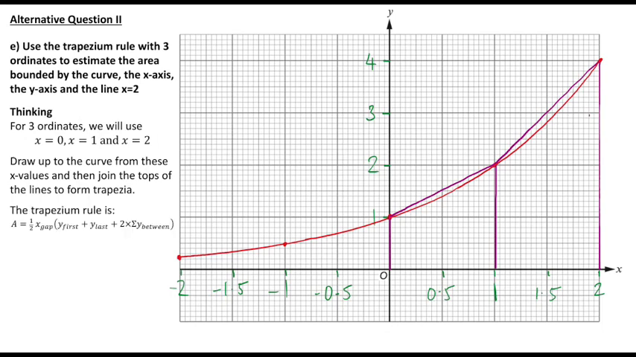And the trapezium rule is we do a half of the x gap, so that's the distance between the x lines that are going up from the axis, and then we do the first y value plus the last y value, and then 2 times the y value that's in between. So putting numbers in, we've got a half times 1, the x gap is 1, we're going from 0 to 1 and then 1 to 2. And the first y value is 1, the last y value is 4, and the y value in the middle, in this case just the 1 value.